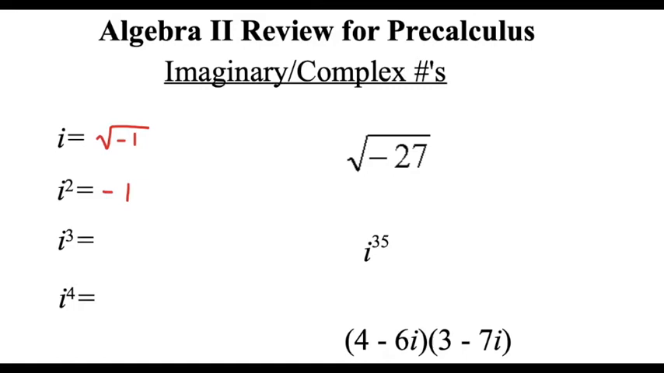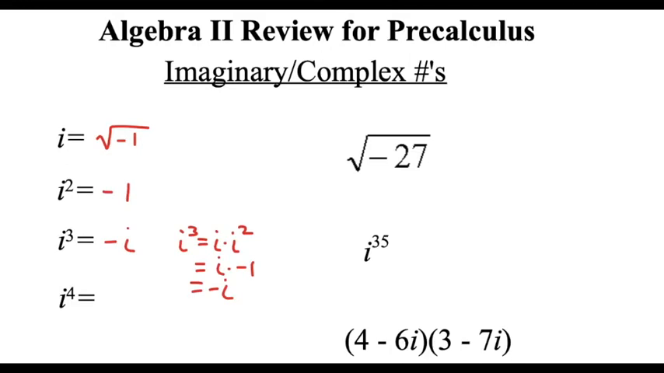Then we've got i cubed. That's equivalent to -i. Proof on that, i cubed can be thought of as i times i squared, right? Well, I'll leave i as is, and then i squared we just said was -1. i times -1 would result in -i.